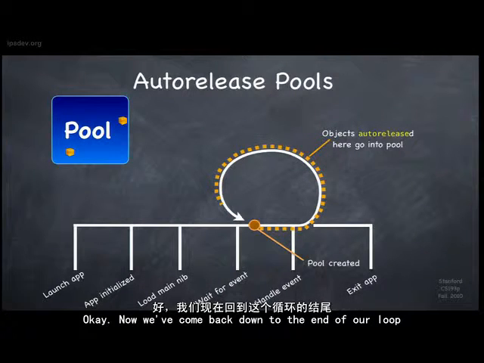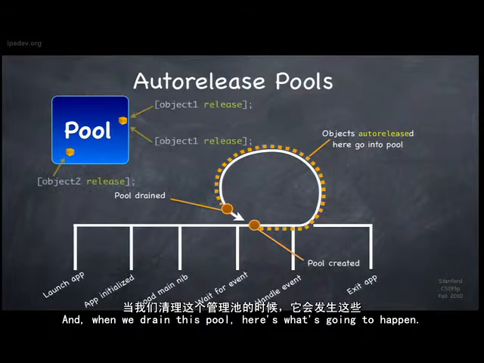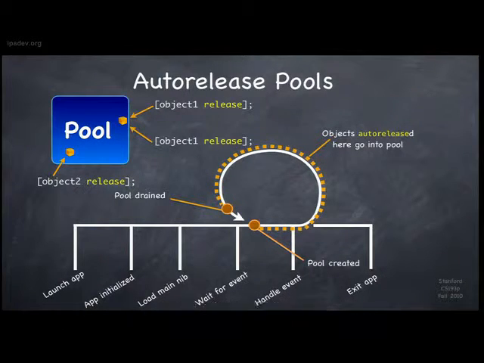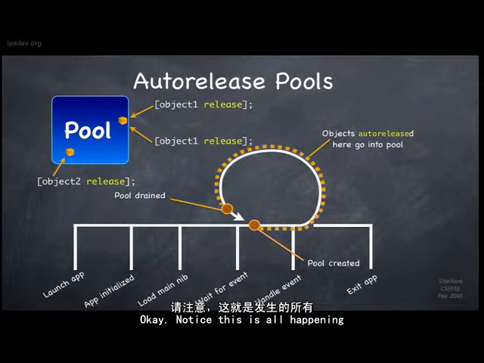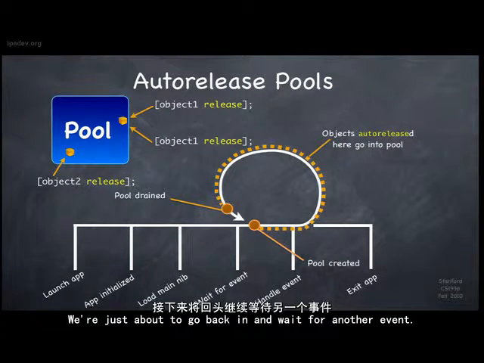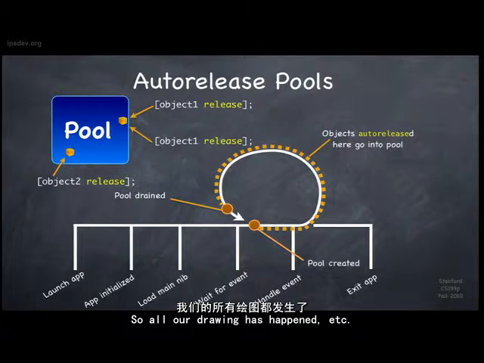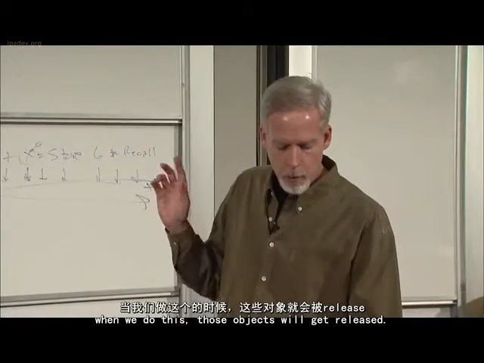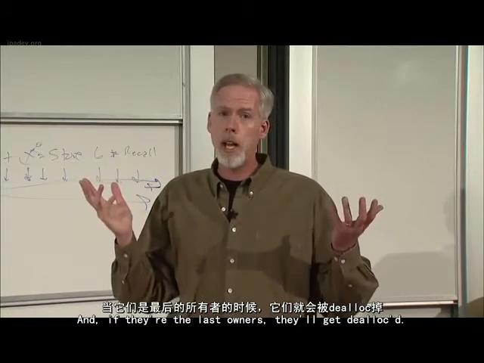Now we've come back down to the end of our loop, and we're going to drain this pool. And when we drain this pool, here's what's going to happen. Object 1 is going to get sent release twice, and object 2 is going to get sent release. Notice this is all happening after everything's happened, and we're just about to go back in and wait for another event. All our drawing has happened, all our stacks have unwound, all our delegates have been called. And when we do this, those objects will get released. And if they're the last owners, they'll get deallocated.